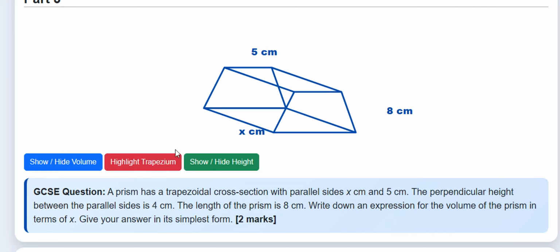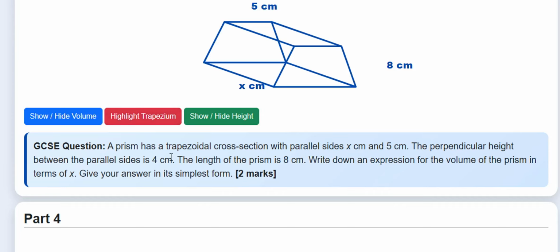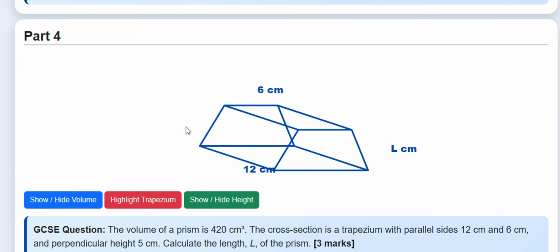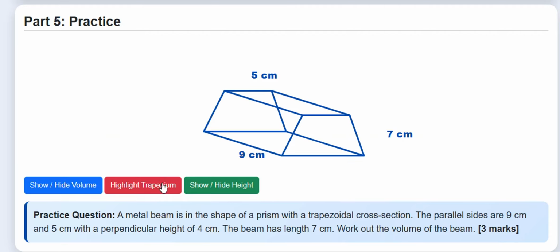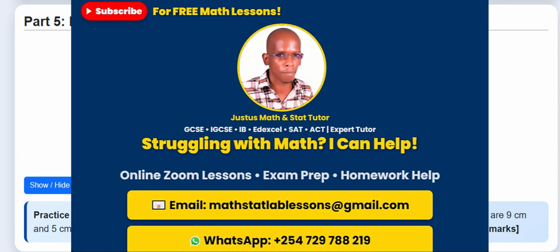So can you try this question 4 here, where you are told to find the missing length? You see, if you understand the logic, and also practice this question 5 here, and see if you can understand it. And if there is a place you don't understand, you can ask me in the comment section. I'll try my level best to answer.